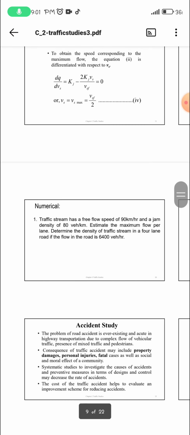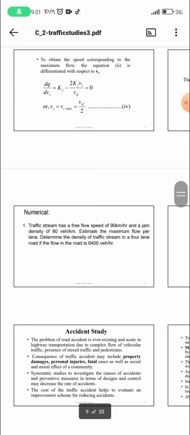So there is a question: a traffic stream has a free flow speed of 90 km per hour and a jam density of 80 vehicles per kilometer. Estimate the maximum flow per lane. Determine the density of the traffic stream in a 4-lane road if the flow in the road is 6400 vehicles per hour.